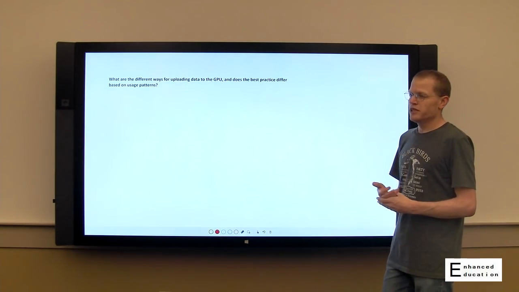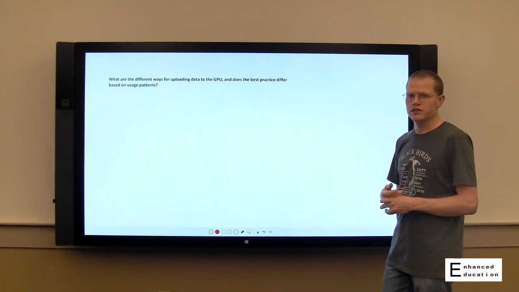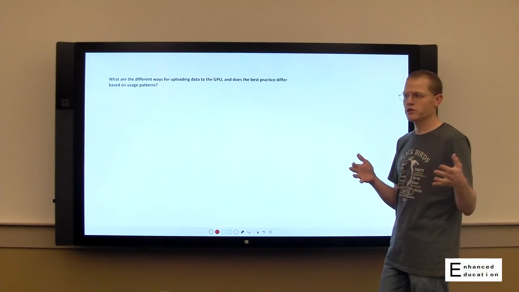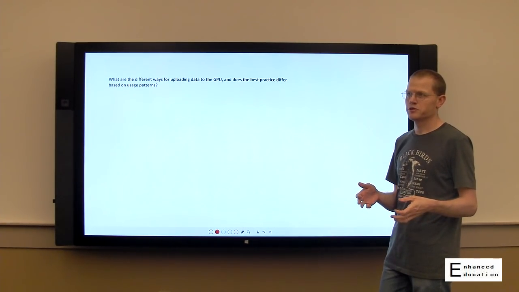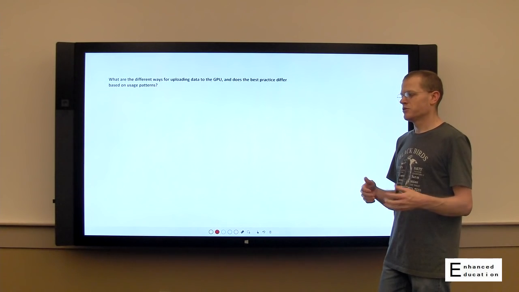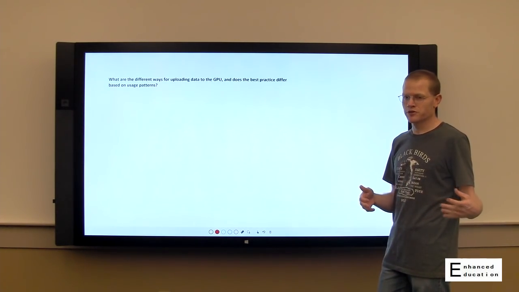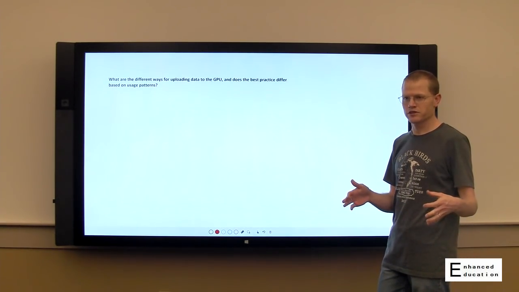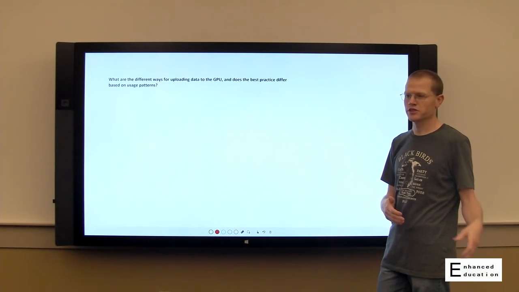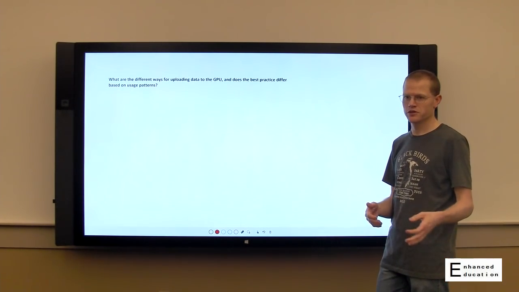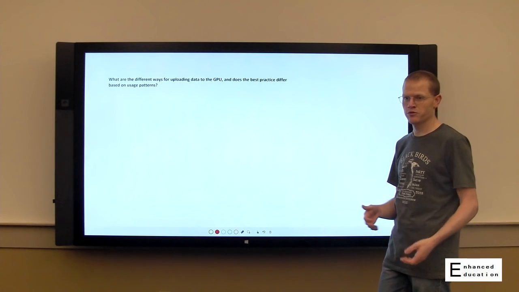Essentially, some UMA adapters still want to be treated like discrete adapters. They still want their upload heaps to be marked write combine. So they benefit to some degree from an application still teasing apart those things that the GPU is just going to upload, because you'll get a higher upload bandwidth through there.